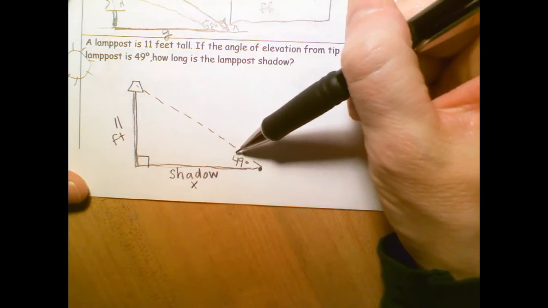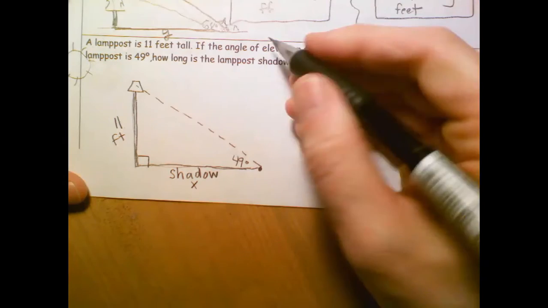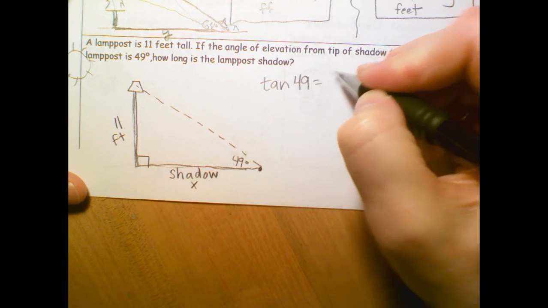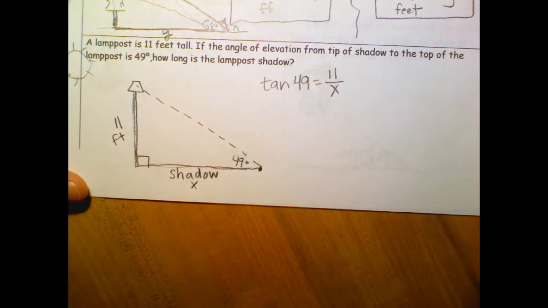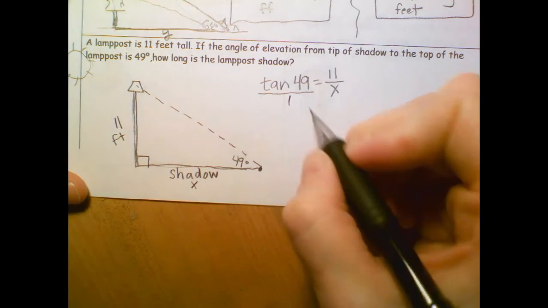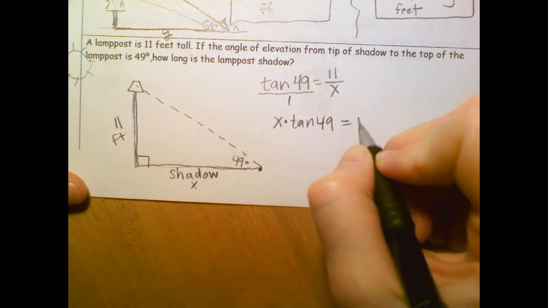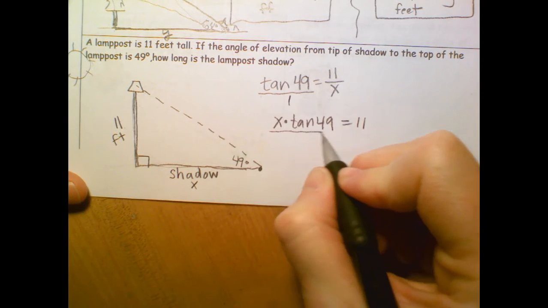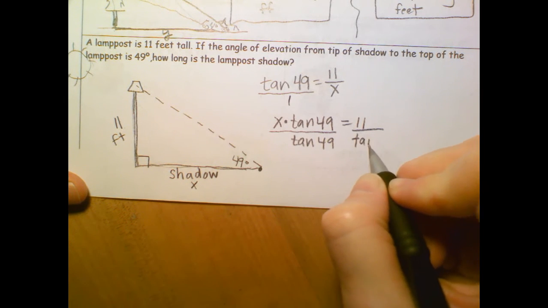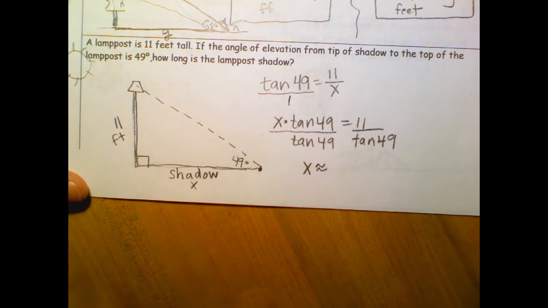Okay, so it looks like with this angle, this is opposite and this is adjacent. So this is a tangent ratio. Tangent of 49 degrees equals opposite over adjacent. Okay, our unknown is a denominator this time, so this is where I like to cross multiply. So x times tan 49 equals 11. Divide both sides by tan 49. You can get it off your chart if you want to. All right, 11 divided by the tangent of 49.